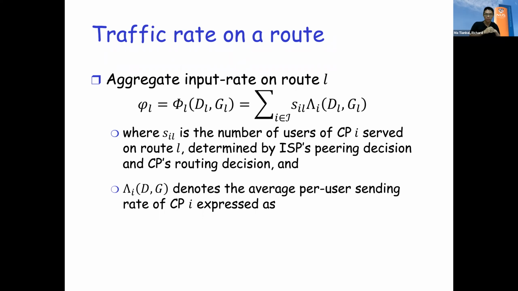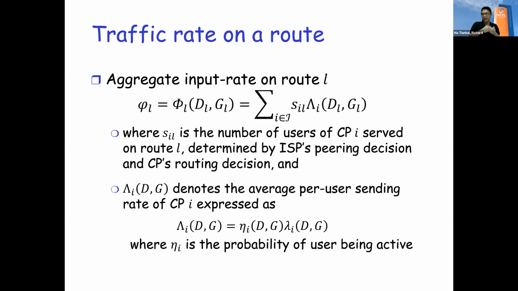And then the second term, capital lambda I, denotes the average per-user sending rate, which can be further expressed as the product of two terms. The first term is the probability, or you can imagine this as the fraction of users that choose to be active under the performance metric. In reality, when the performance becomes worse and worse, a lot of users cannot tolerate the performance and they choose to stop using it. But given that's the fraction of users who decide to use the service, lambda I is just the input rate or sending rate of the active users under the performance metrics.